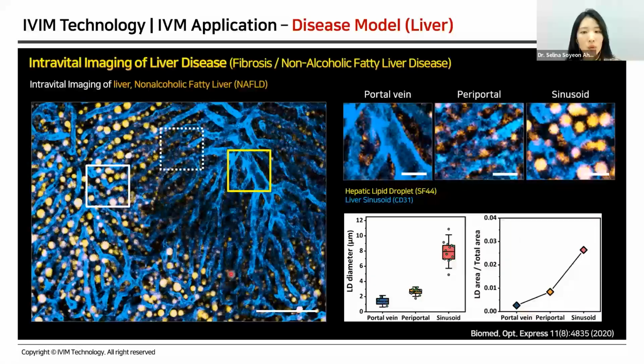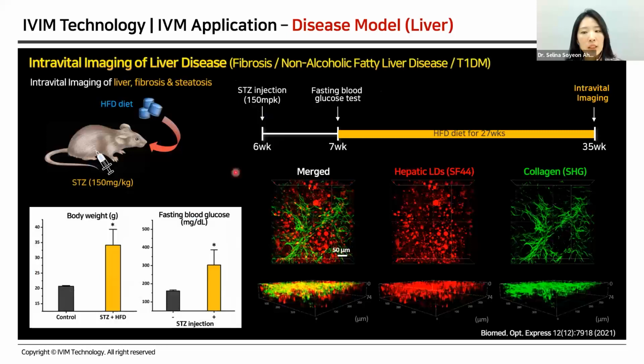And we've also performed the quantitative analysis of the lipid droplet size and area located near the various vessel types, such as the portal vein, periportal, and the sinusoidal vessels. So in the result, the size and the area of the lipid droplets increase from the portal vein to the sinusoidal area over time.